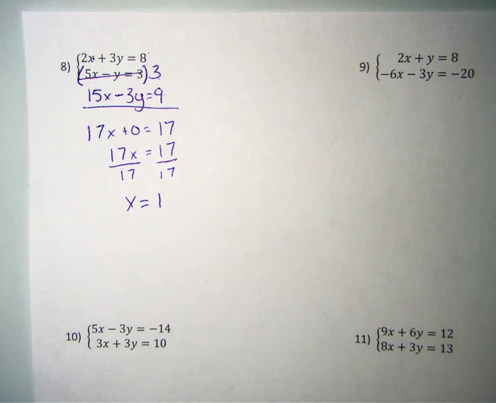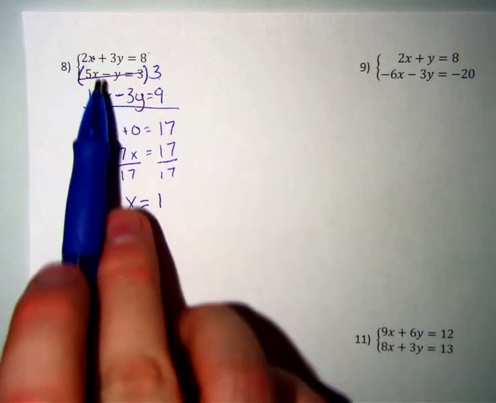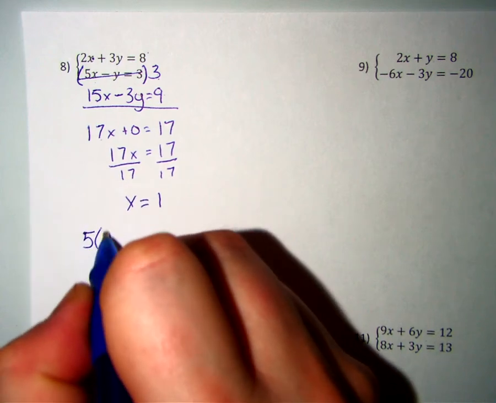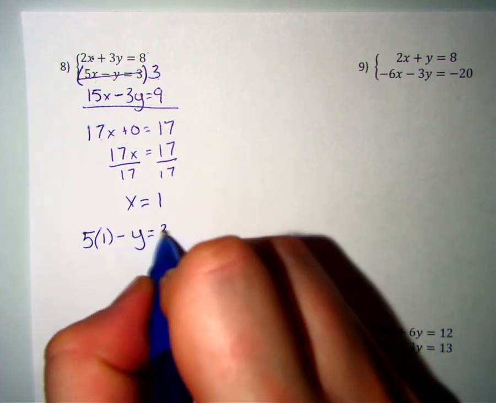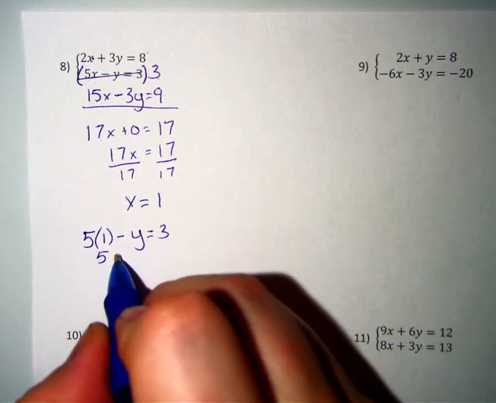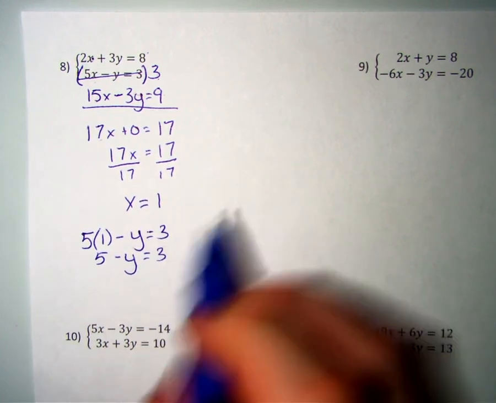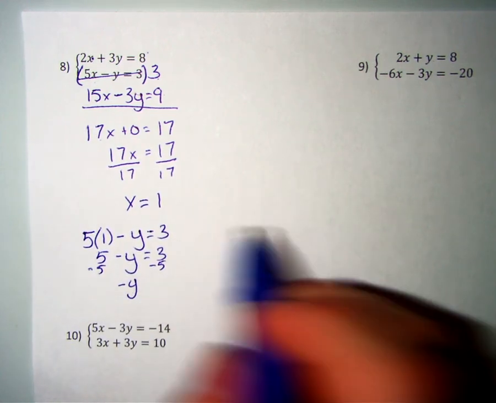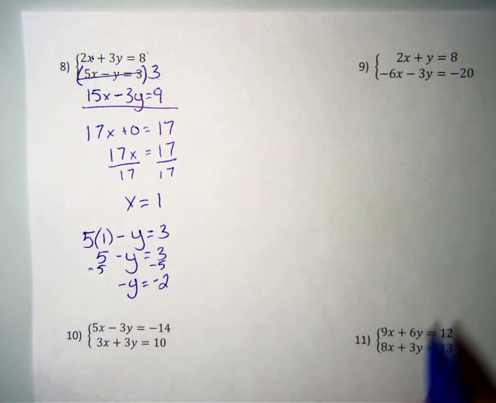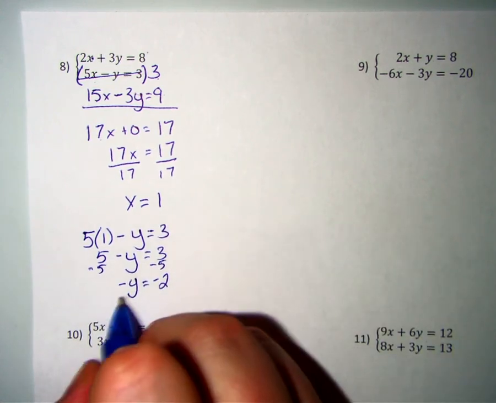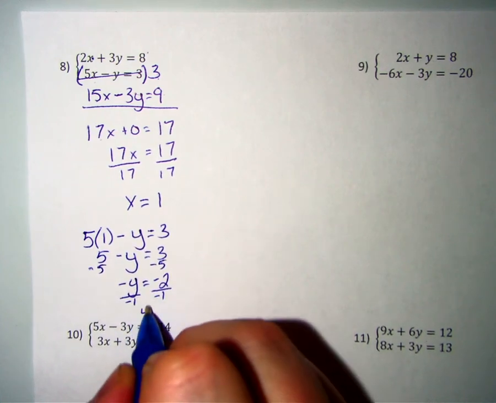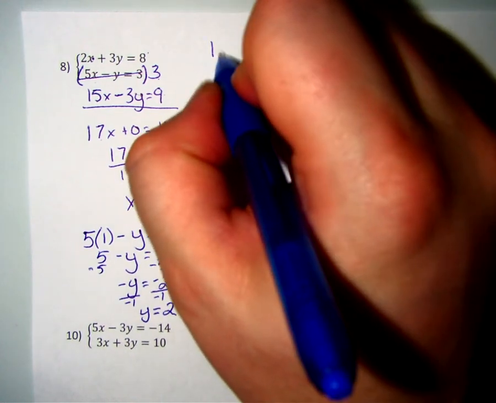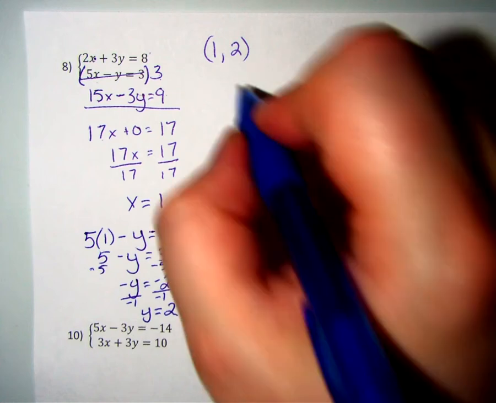Now that we know the value of x, we're simply going to plug it into one of our two equations. I'm going to use the bottom one here that we crossed out because that's simpler. 5 times 1 minus y equals 3. 5 times 1 is 5, minus y equals 3. So I'm going to subtract 5 from both sides and be left with negative y is equal to negative 2. And if I divide both sides by negative 1, we're left with y equaling 2. So again, I have an ordered pair that is (1, 2), and we can check our solutions.